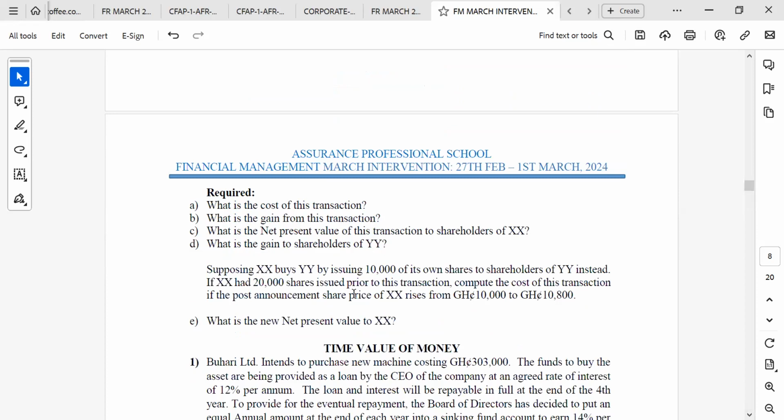So supposing X buys Y by issuing 100,000 of its own shares to the shareholders of Y instead. If X had 20,000 shares issued prior to this transaction, compute the cost of this transaction if the post-announcement share price of X rises from 10,000 to 108. So how many shares are they giving for the acquisition? 10,000. Okay, at what price?